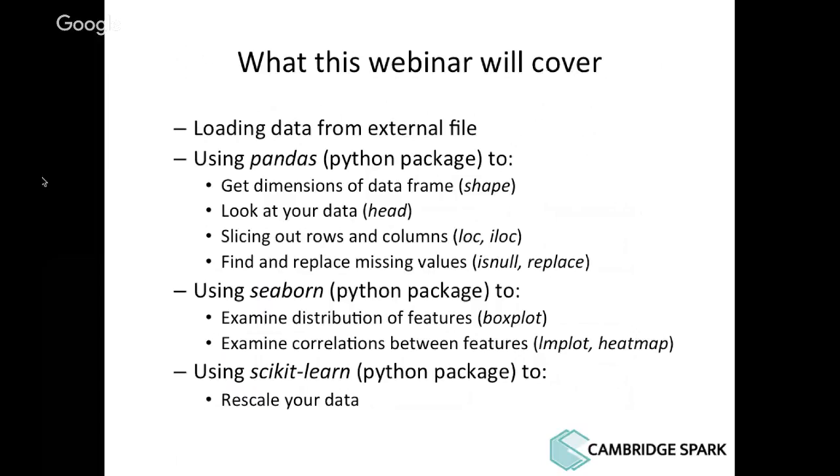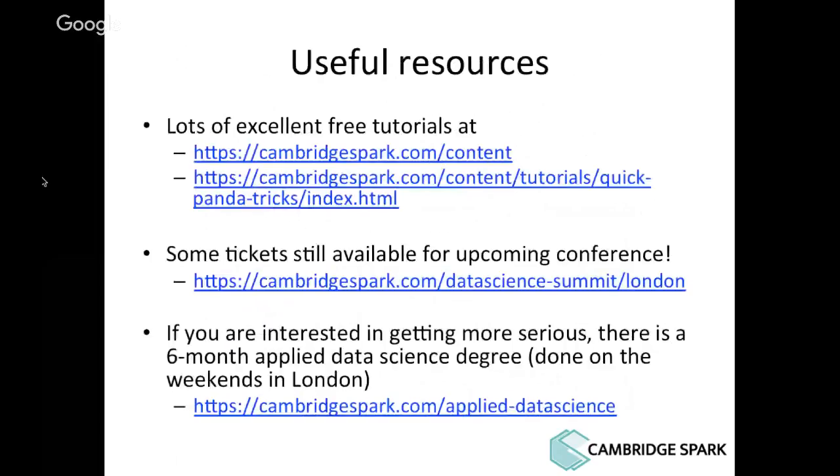And then the last one will be a quick intro to scikit-learn. So at Cambridge Spark, we spend a lot of time with this package because it's the best machine learning and data science package. But we're just going to use a single function from it today to rescale our data. But you can look up some of the free tutorials, or if you decide to join the conference or the 6-month data science course, then you'll get to use a lot more methods from this scikit-learn package.